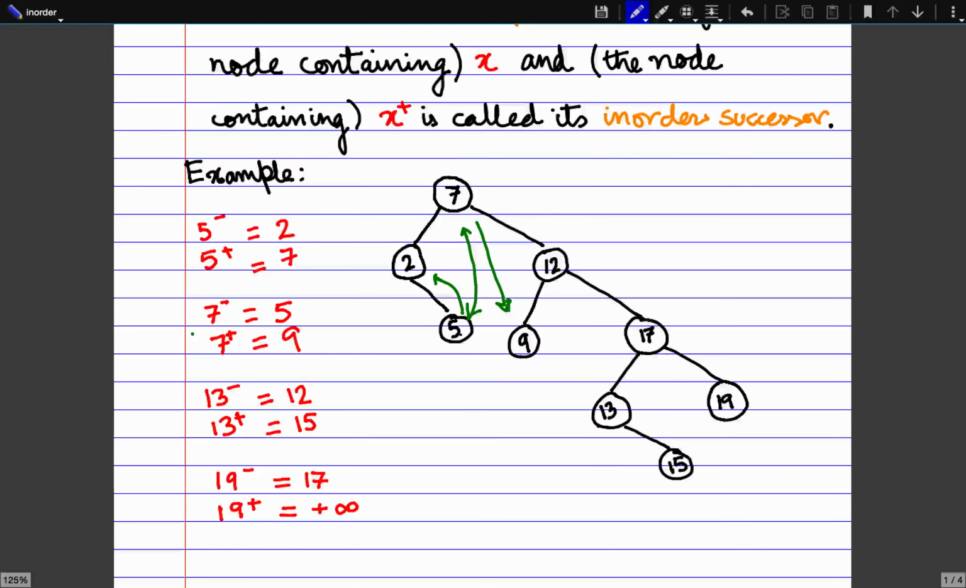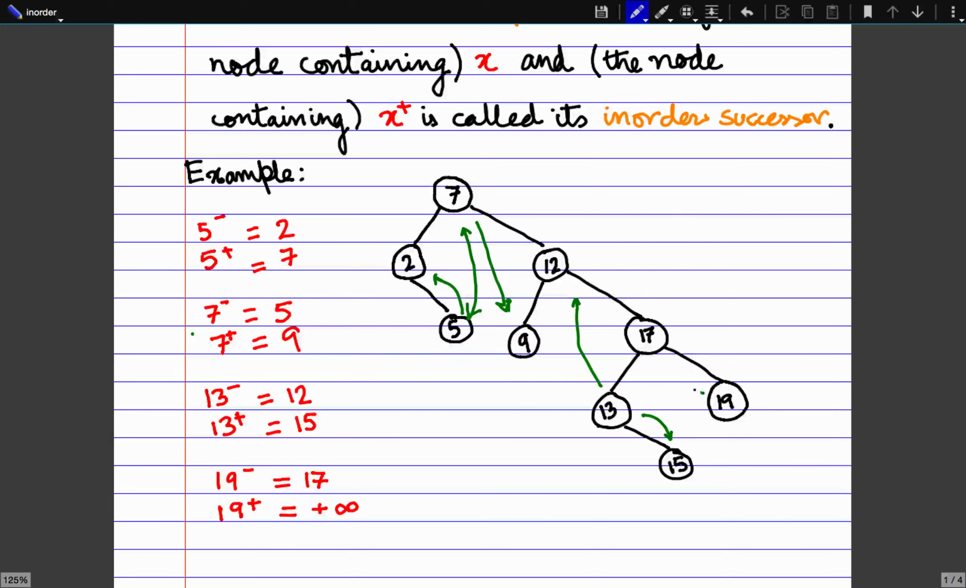In the case of 5, the in-order predecessor and the in-order successor lie at depths lower, that is, they lie higher up in the tree than 5 itself. In the case of 7, both the in-order predecessor and in-order successor lie at levels which are lower, that is, they lie in subtrees of 7. The case of 13 is interesting in this respect. 13 minus is 12, which lies above 13 in the tree, and 13 plus is 15, which lies below 13 in the tree. So this is also possible.